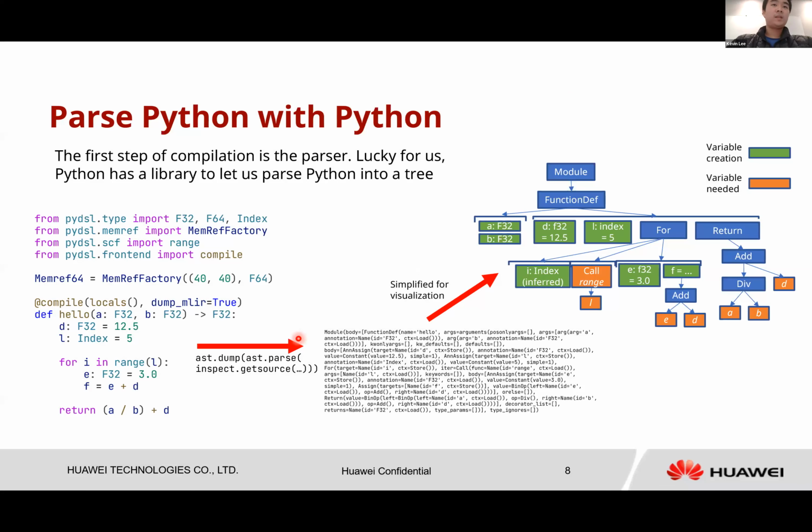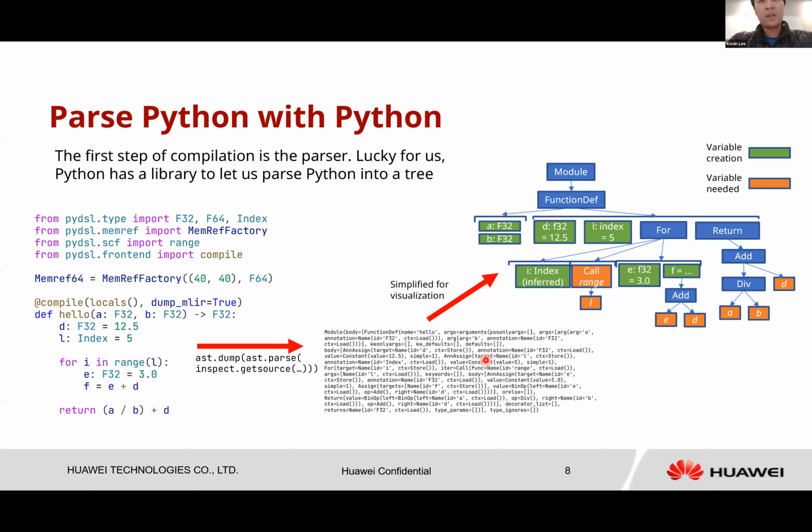So the first step of this compilation is the parser. Luckily for us, Python already has a library that lets us parse Python into a tree. It's called the AST library. We start off by using inspect.getsource to convert the function into a string representation of this program, and then we use AST to parse it. And here is the dump to illustrate what it looks like.